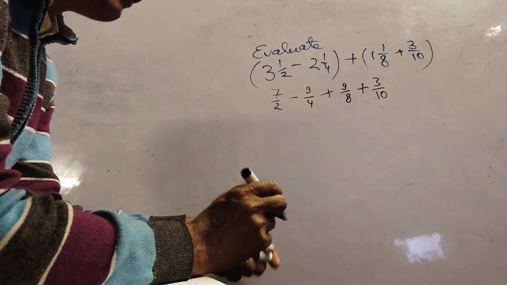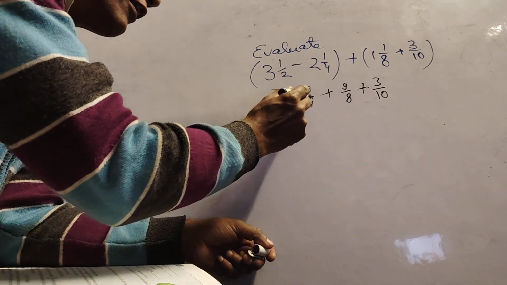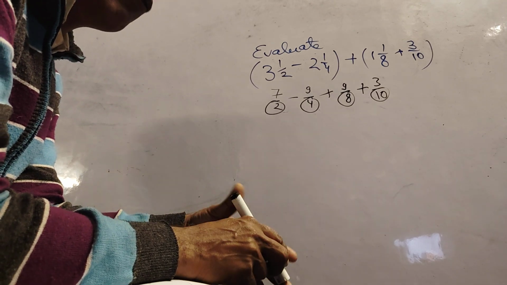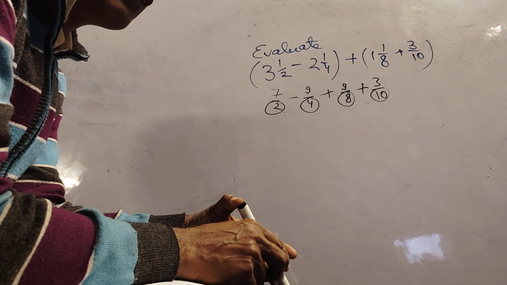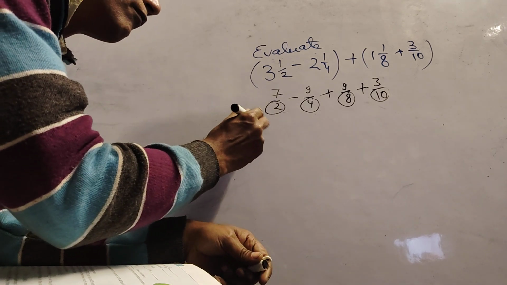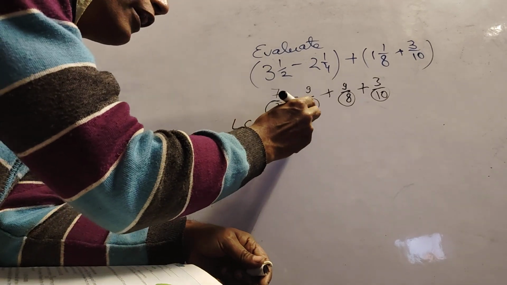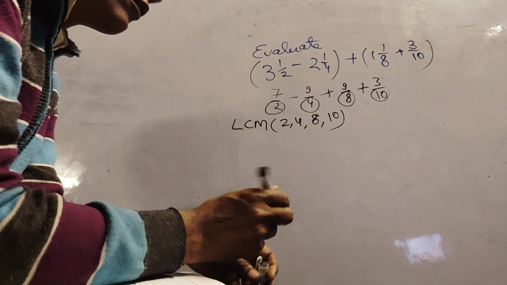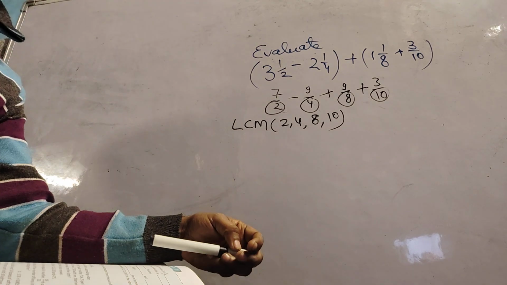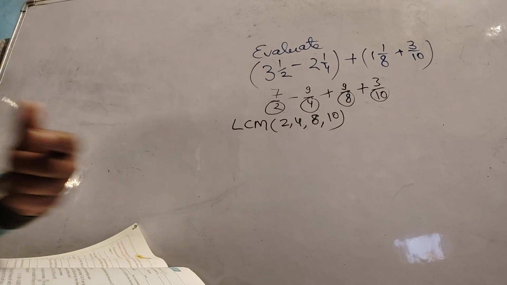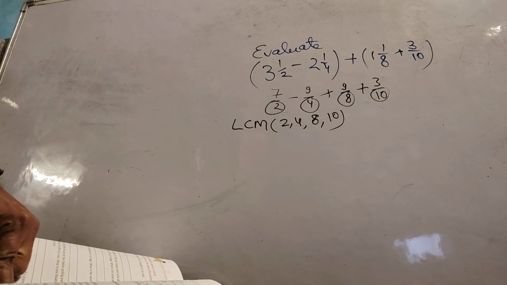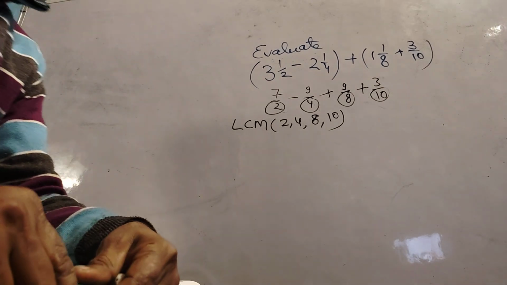So we see the denominators are different. So first we convert into the same denominator, and same denominator means we find the LCM of 2, 4, 8 and 10. So how do we find the LCM, do you know?